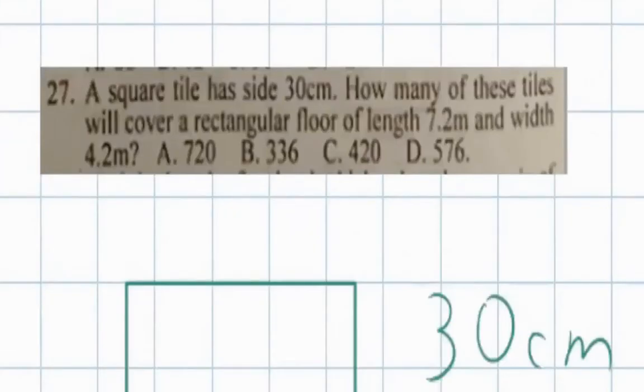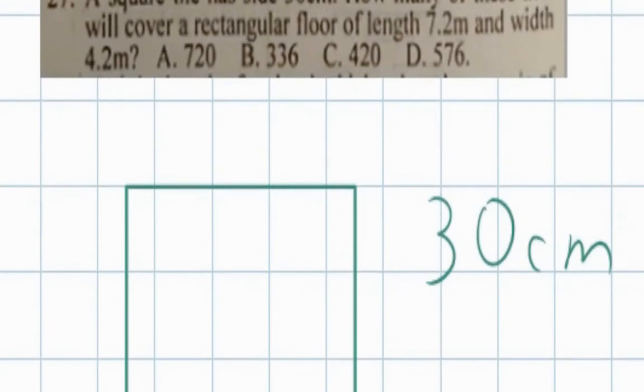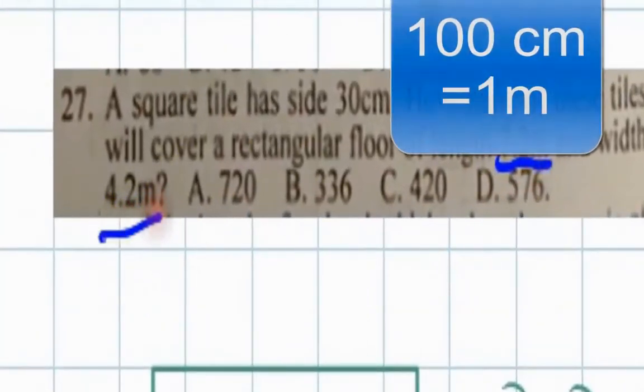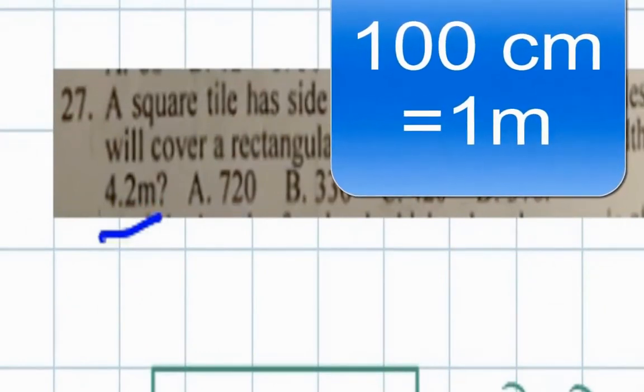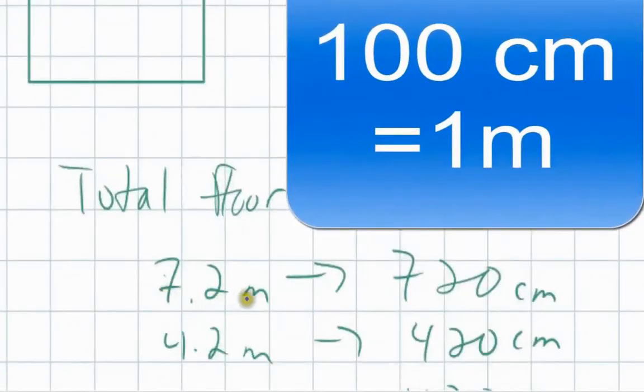A square tile has a side of 30 centimeters. How many of these tiles will cover a rectangular floor of length 7.2 meters and width 4.2 meters? So, the total area for this rectangular floor can be found by multiplying. Also, notice that they gave me meters, but the tile is in centimeters. So what I did is I converted this 7.2 meters into centimeters and the 4.2 meters into centimeters as well.